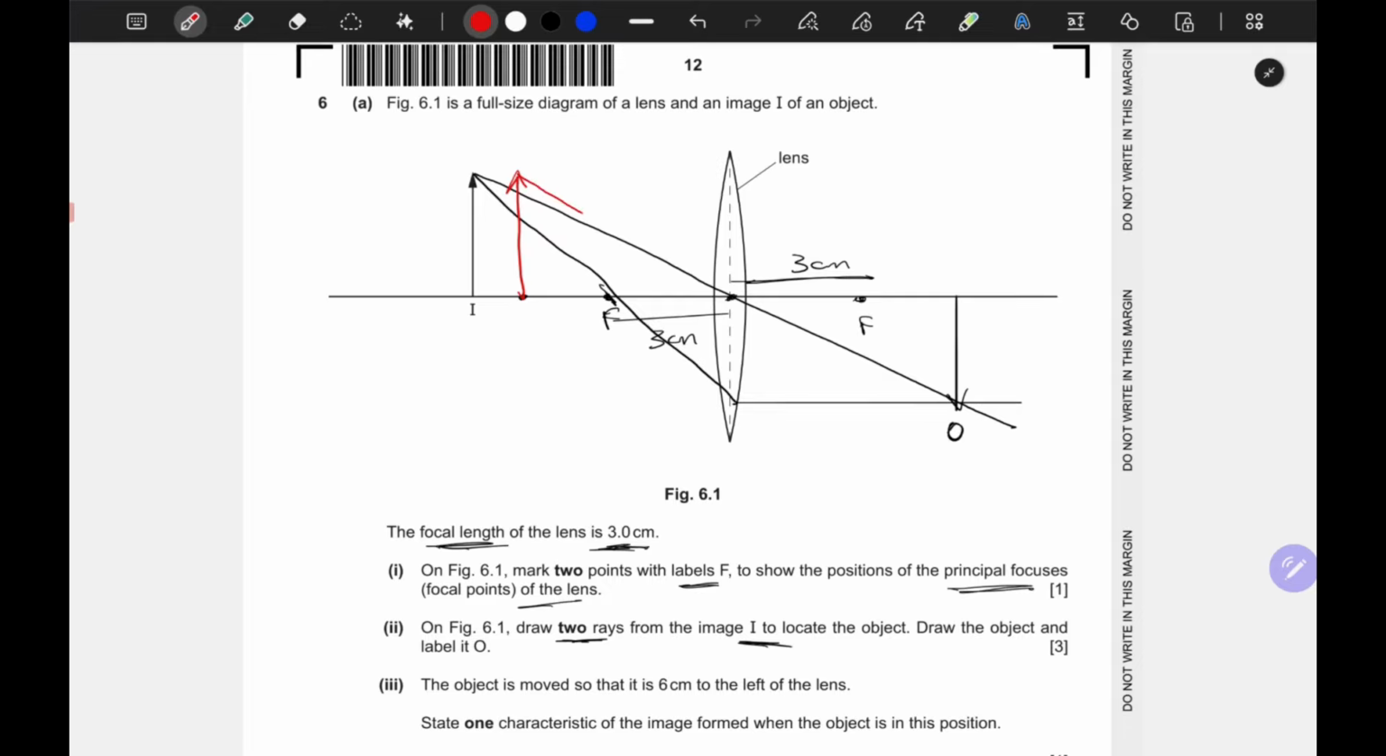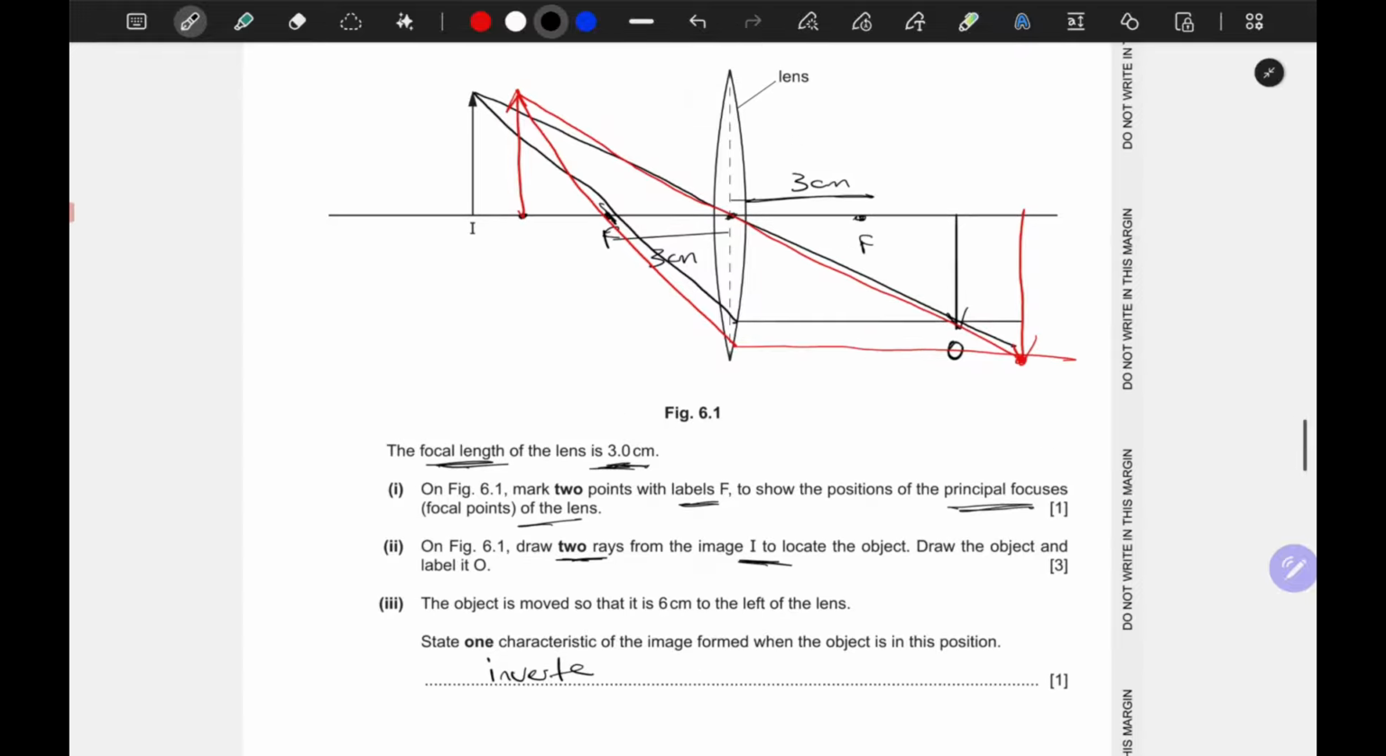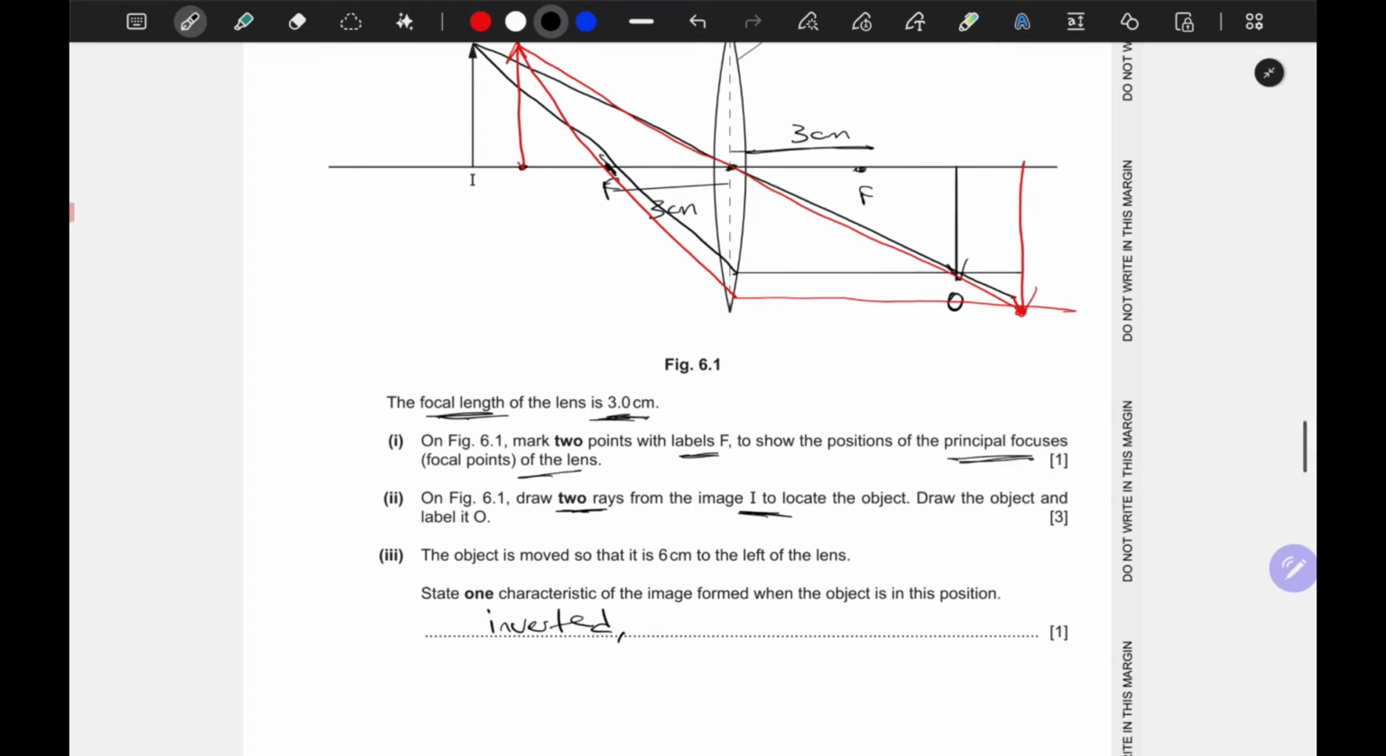So when we draw the ray lines, we have a red one here, and we have this one here. They intersect at this point. So the image, one of the characteristics is going to be, it's going to be inverted, or it's also enlarged because it's bigger. But then only one characteristic is needed.